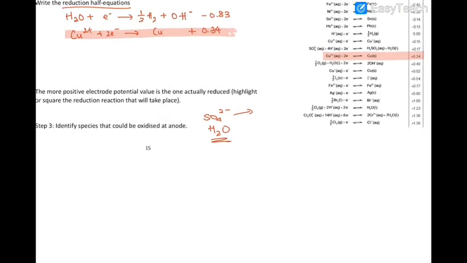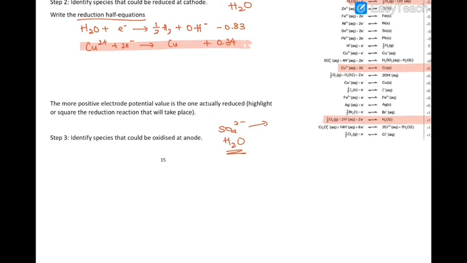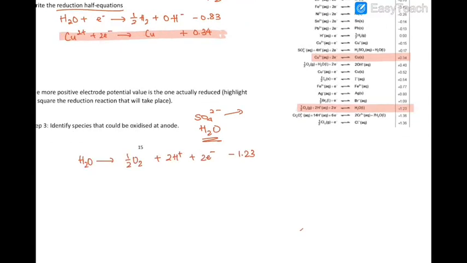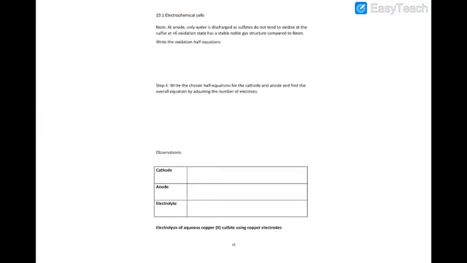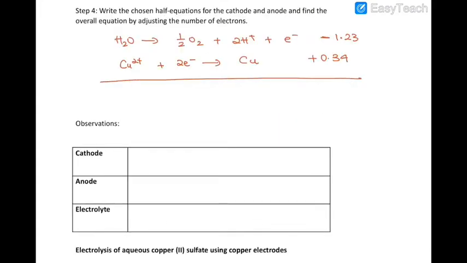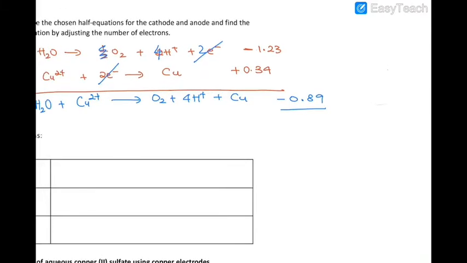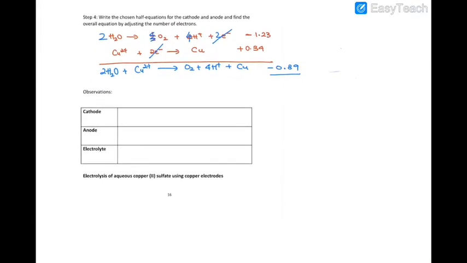So we'll have the oxidation of H2O, and oxidation of H2O is this equation. So we'll have to flip it like so. Once we have the two equations, so at the anode and the cathode, we can determine the overall equation. So these are the two equations, so we can combine them and write the overall equation. So two electrons cancel out. So you have the overall electrode potential to be minus 0.89.